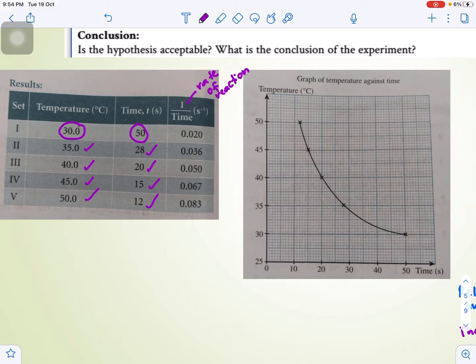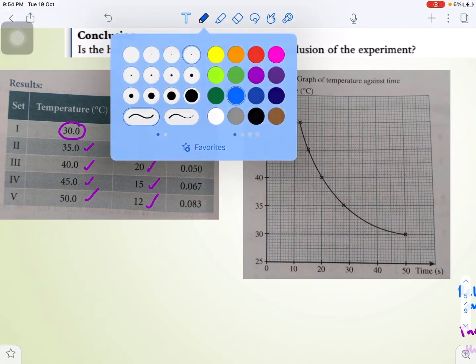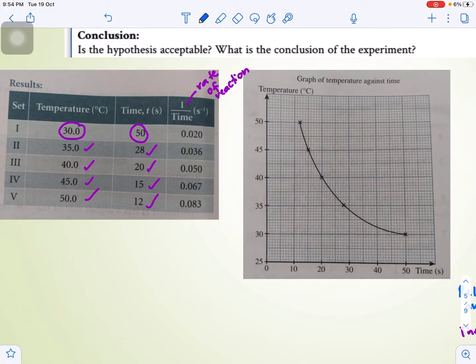Okay, based on the data, we draw the temperature against time. When the temperature is 30, the time is 50. So we draw. And temperature 35, the time is 28. Okay, and when you finish all the drawing, you get this graph.